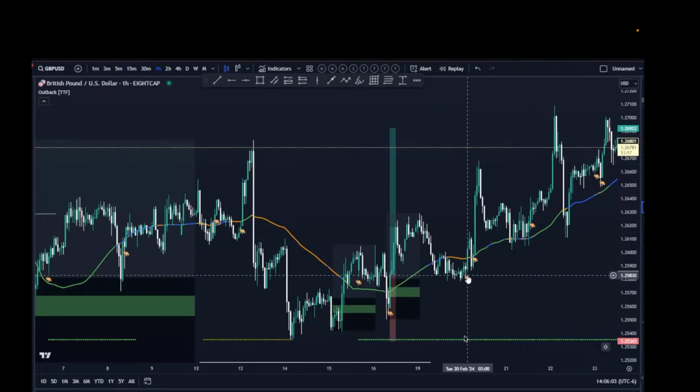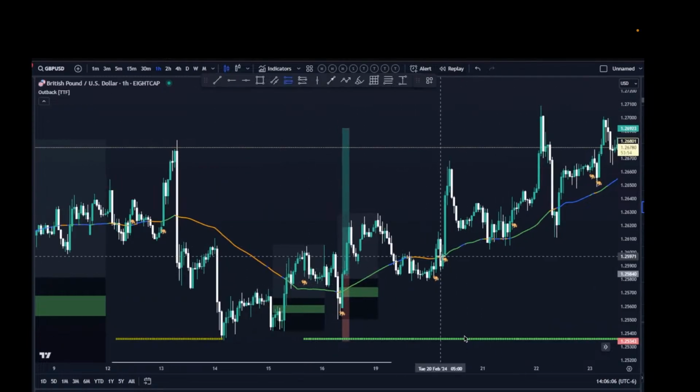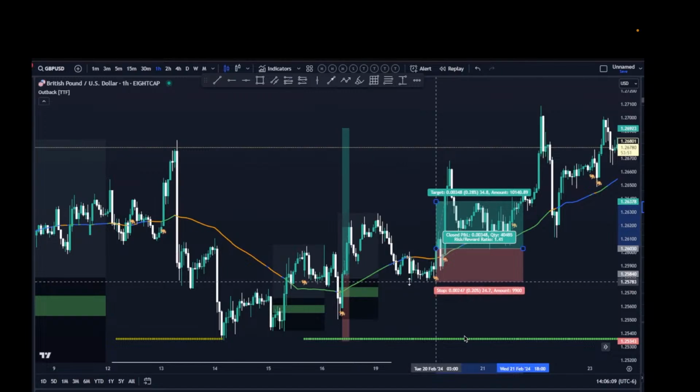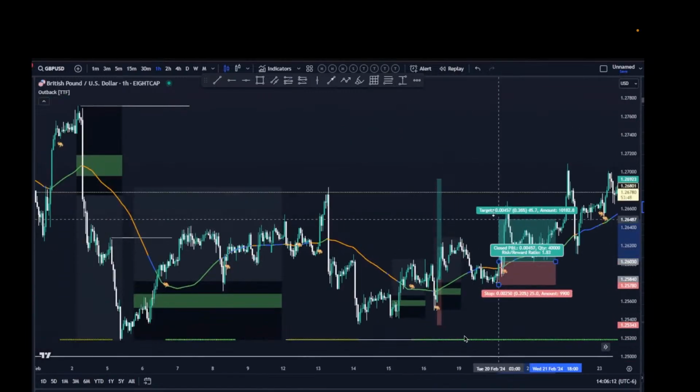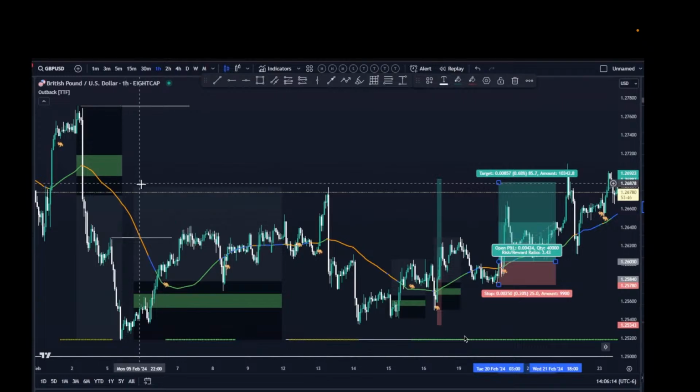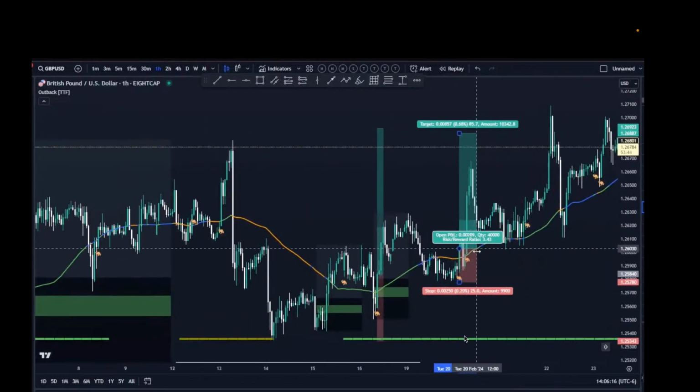And from there, we have another entry. This will be a London entry. And you can look to, again, place your stop loss below the lows and then target anywhere in this vicinity. Another good trade from the 1 hour time frame.